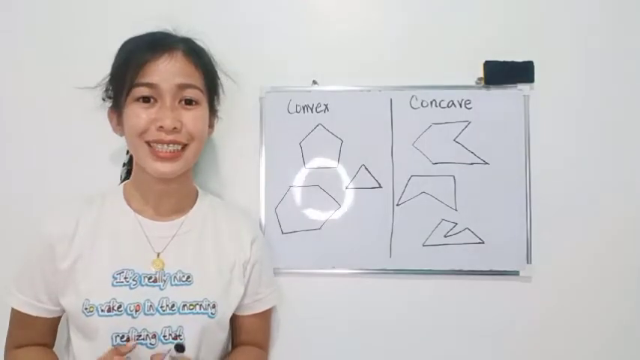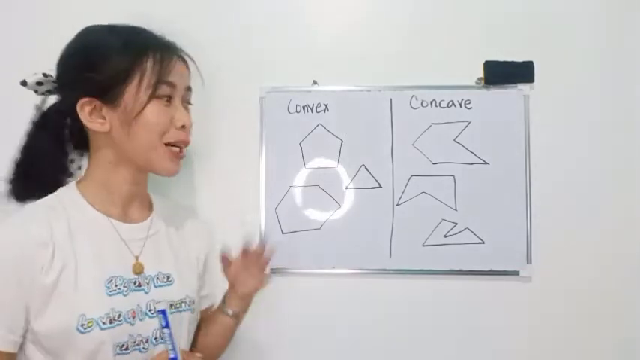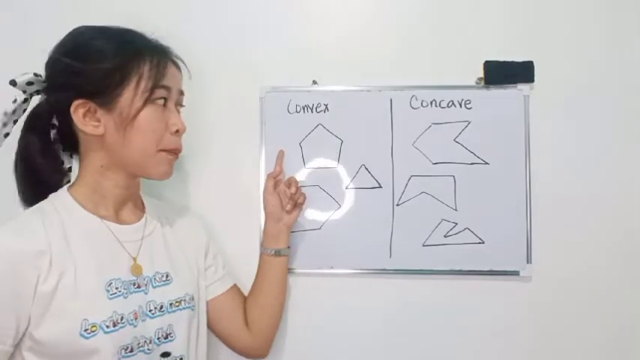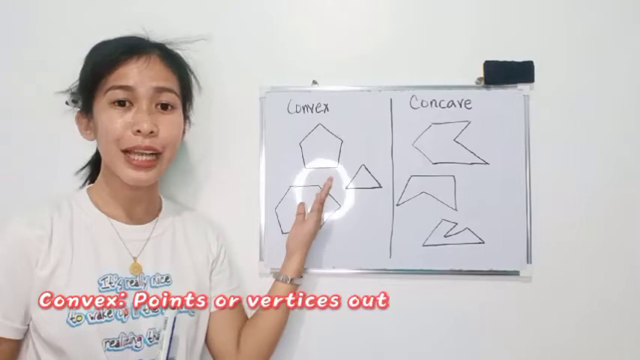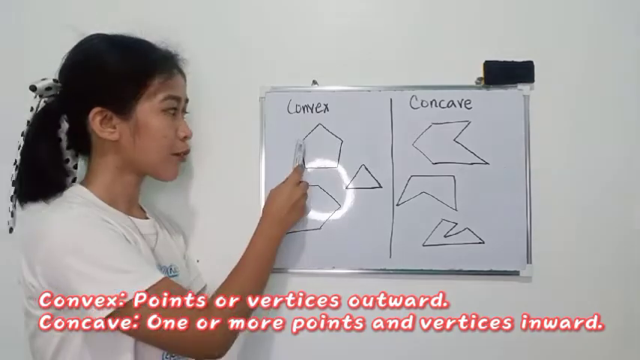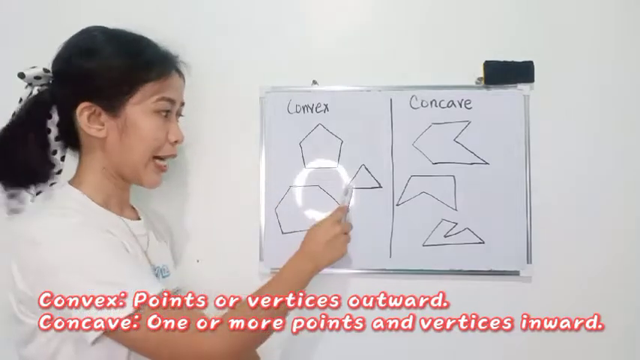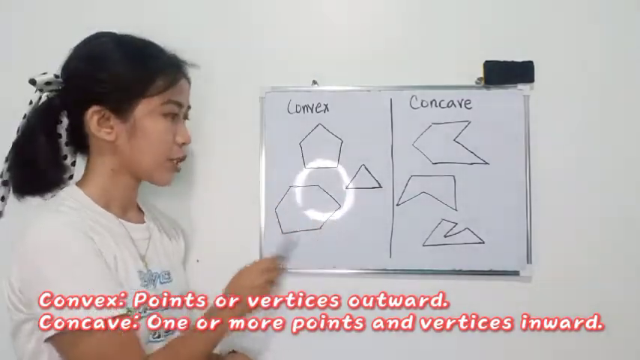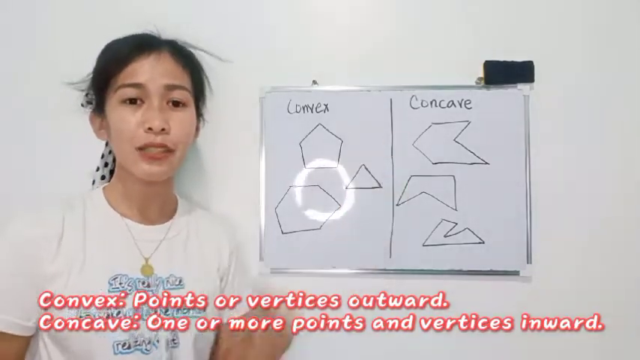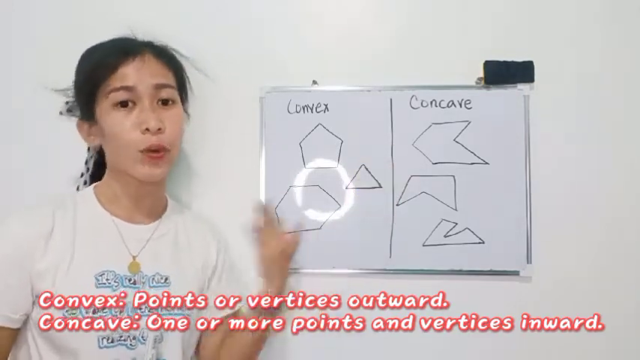Alright? And now, let's discuss the convex and the concave polygon. So, ano-ano ba yung mga properties meron kay convex and kay concave? So, with regards with its points or yung mga vertices niya is laging palabas or outward. For example, in this polygon, etong mga vertices niya, palagi siyang paganyan, palabas, or nakaturo palabas. Ayan, this one, and also this one.